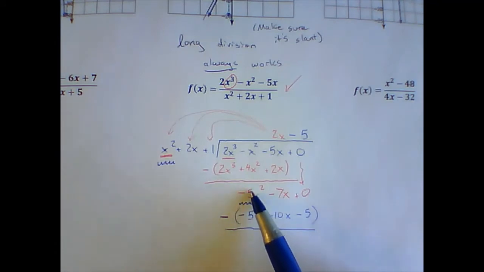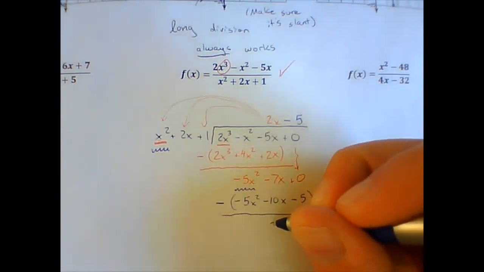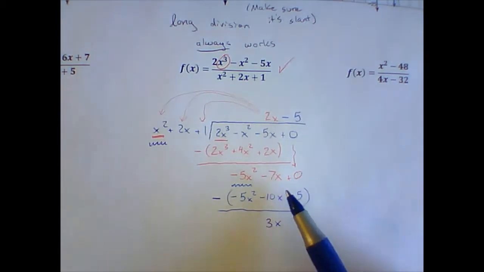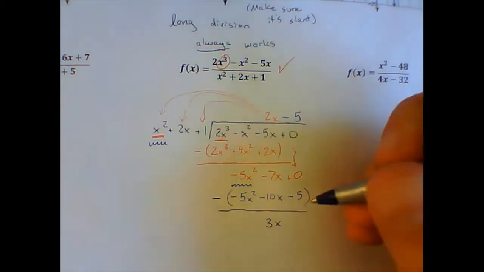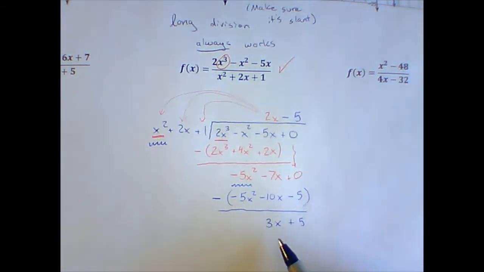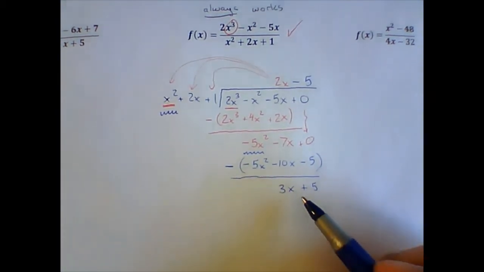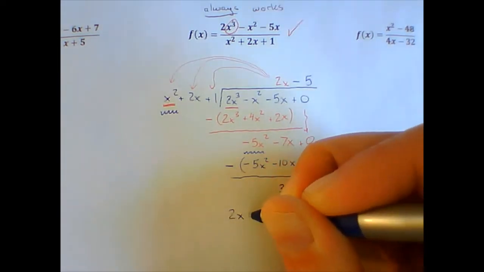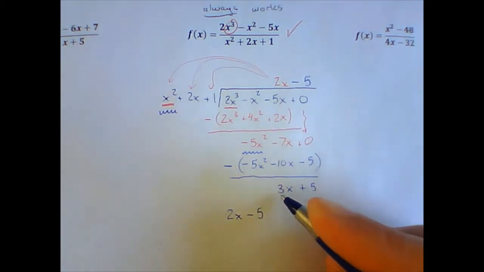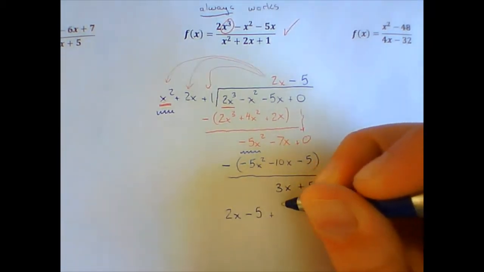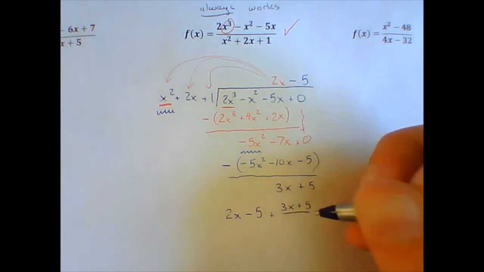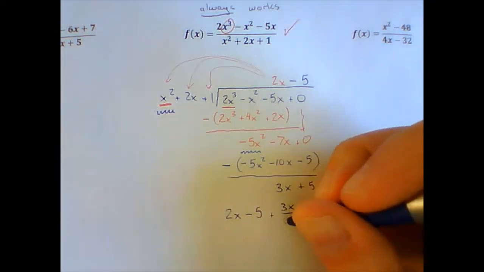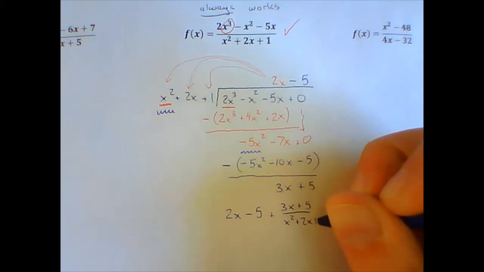Okay, so this is the easiest place to make a simple mistake. Okay, negative on that 10x, that's a positive 10x. So negative 7x plus 10x gets us the 3x. Negative on the 5, this is a plus 5. Okay, that thing down there, there's nothing more to bring down. That's the remainder. So our answer, here's the stuff on top. 2x minus 5 was the quotient. That's the answer on top. And then we can add in the remainder, 3x plus 5, over, and go to your divisor, the thing that was originally on the bottom, and he's back on the bottom, x squared plus 2x plus 1.